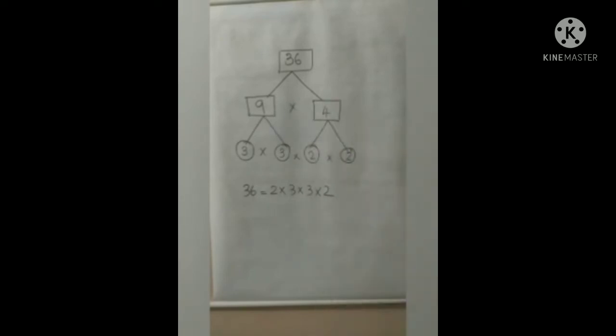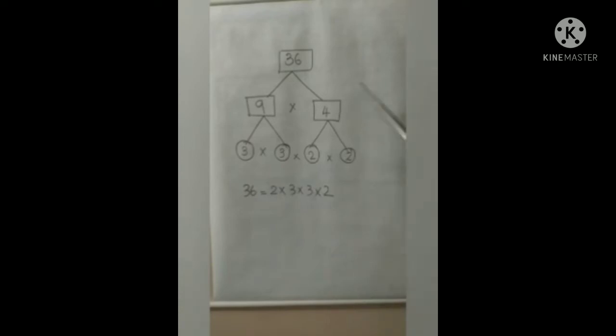What can you understand from this? Whichever factors you take, the final prime factorization will be the same for the same number. 36 will have the prime factorization 2 into 3 into 3 into 2. This will be the prime factorization of 36. No other result you will get.